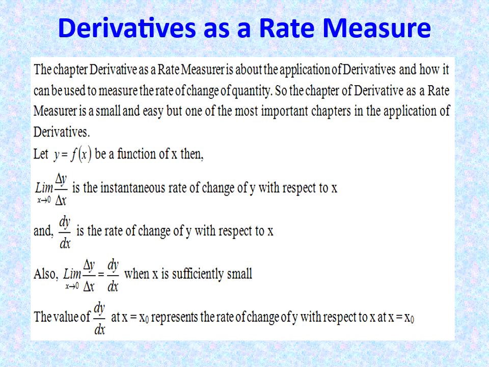Let y equal to f(x) be a function of x, then we can write limit delta x tends to 0 of delta y by delta x is the instantaneous rate of change of y with respect to x, and dy/dx is the rate of change of y with respect to x. Also we can write limit delta x tends to 0 of delta y by delta x is equal to dy/dx when delta x is sufficiently small. The value of dy/dx at x equal to x0 represents the rate of change of y with respect to x at x equal to x0.